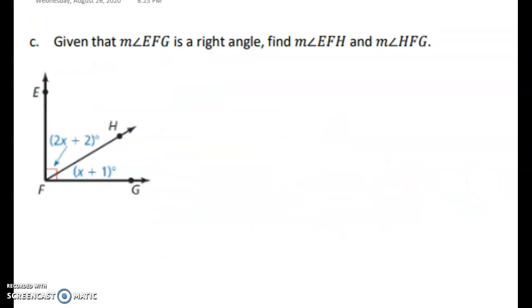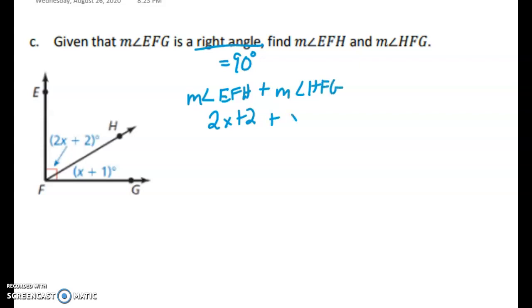All right, so on example C it says, given EFG is a right angle. What does a right angle tell you? All right, it tells you that it equals 90 degrees. So we should know that 2x plus 2, which is EFH, plus the other angle, which was HFG, equals 90 degrees. So that's the geometry part.